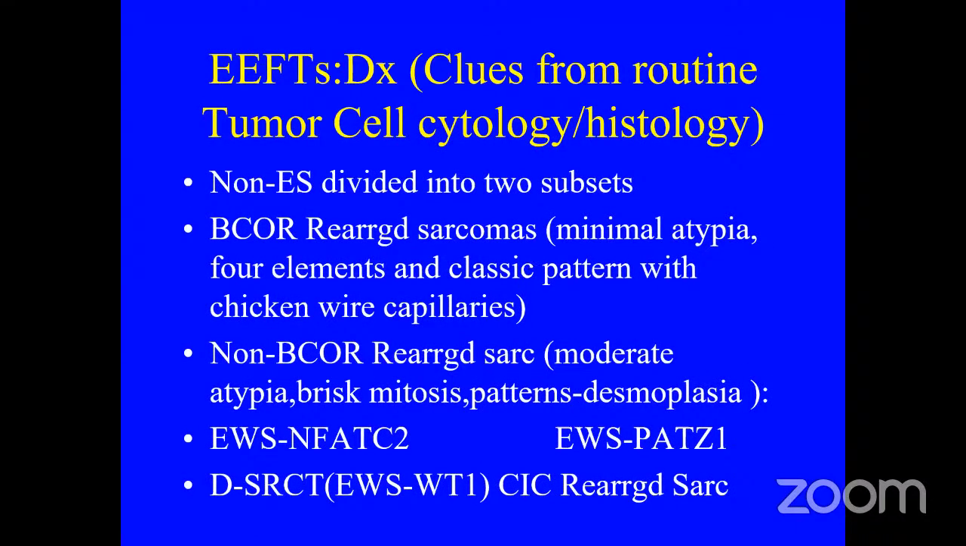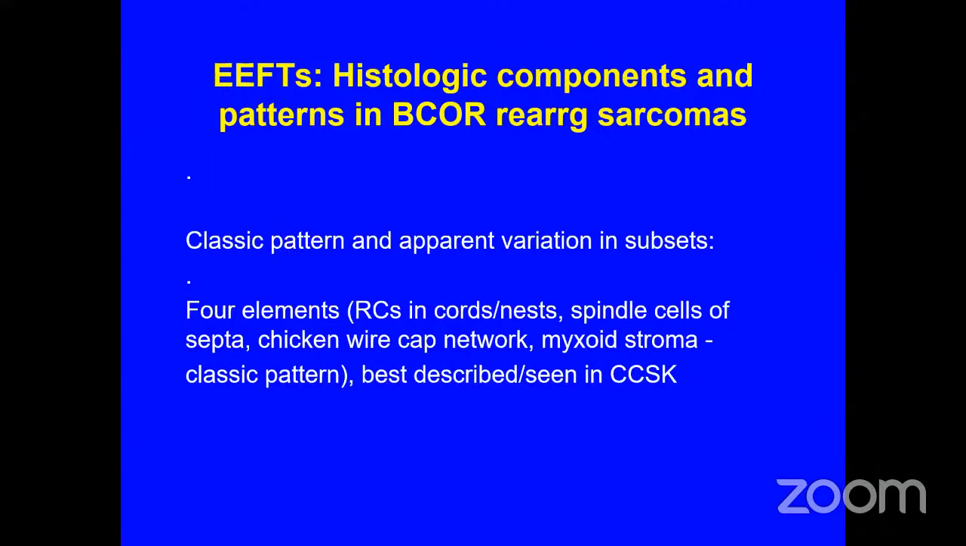Now let's go on from Ewing sarcoma to non-Ewing sarcoma amongst the EFTs. And the first one is the BCOR. And there are two subsets in this broad group of non-ES EFTs. The first one is BCOR rearranged sarcomas. And the second group consists of these 4 tumors which are listed here on this slide. We'll start with the ICC profile of BCOR rearranged sarcoma.